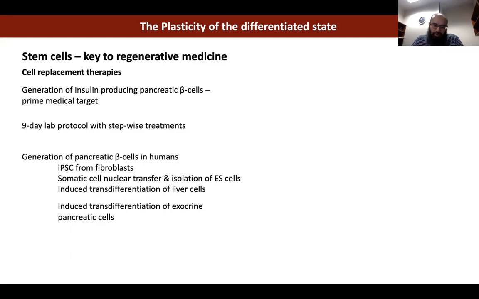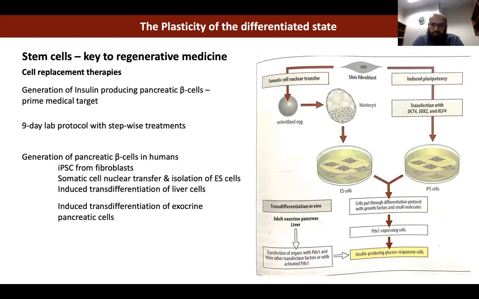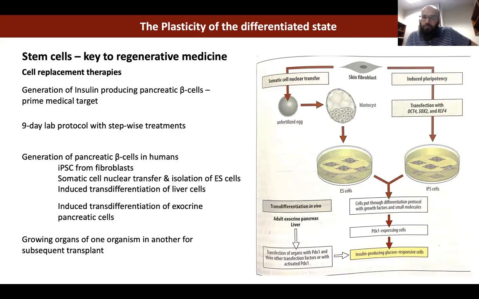There is also an attempt to induce the transdifferentiation of exocrine pancreatic cells into endocrine by overexpressing the PDX1 transcription factor into the exocrine pancreas. But again, there are inherent problems when you overexpress a particular gene through viral vectors or through other means, and there are other problems. So there are many different ways to generate replacement cells in case of pancreatic cells.